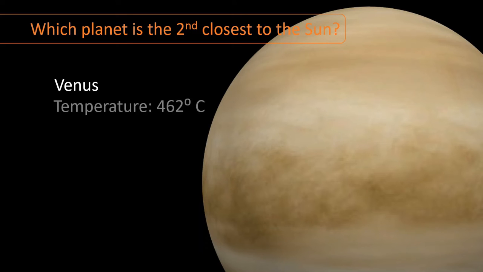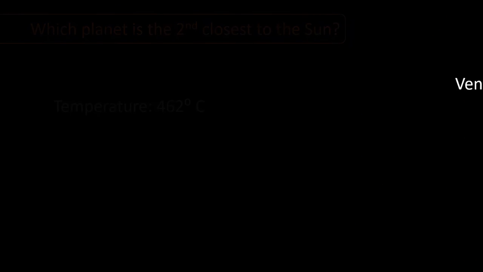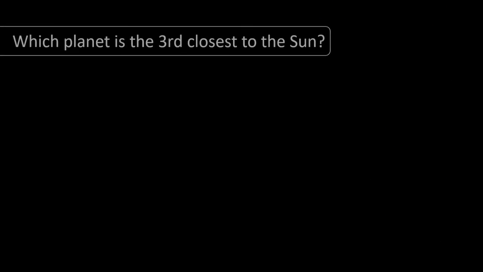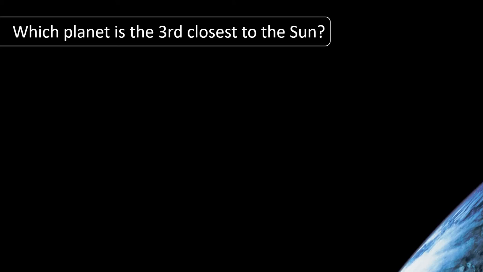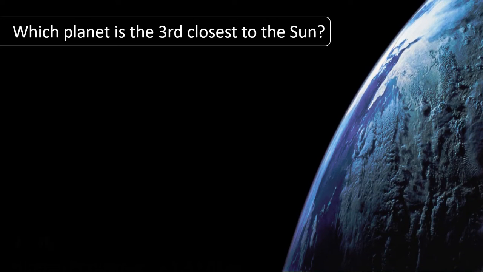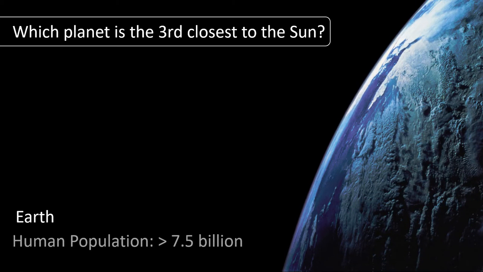So the third planet, I really hope that you know what is the third planet. If you don't know the answer to this, probably you are an alien, you are not human. So of course the answer is the Earth. At the moment, Earth has a human population of 7.5 billion people, and of course many, many other species of creatures and animals.